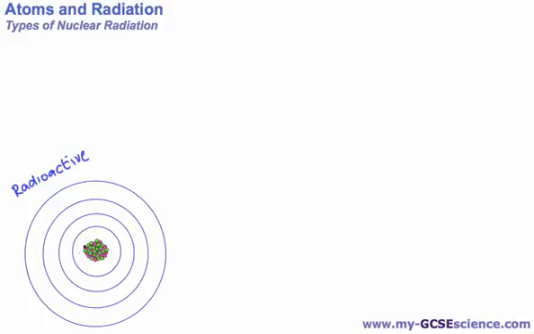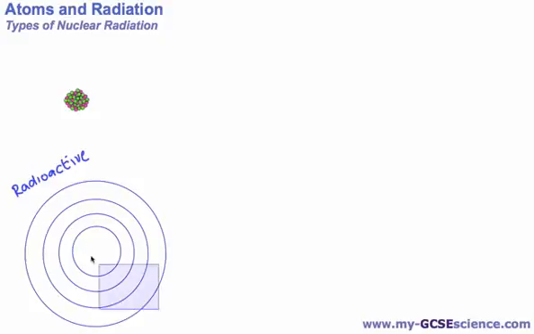So while I've got a whole atom here with all the shells, I haven't drawn any electrons in, but there would be electrons there for this atom. While we've got all those structures for an atom, it's only the nucleus that we really focus on when we're talking about radioactivity or nuclear radiation.